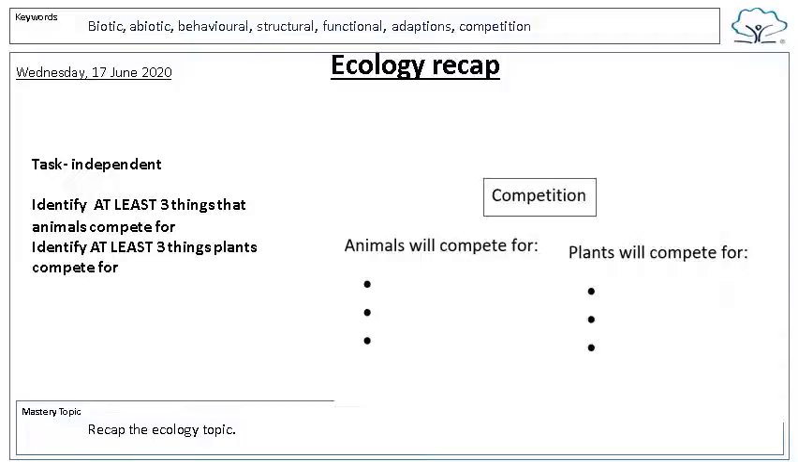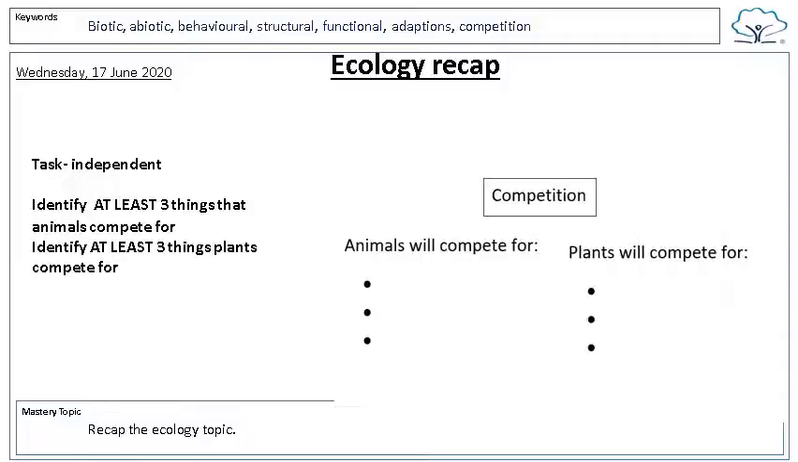I'll give one example for plants, and I'll say plants compete for water. You need to think of at least 2 more things which both animals and then separately plants compete for, please. I should have mentioned that you should have paused the video there, so if you haven't, please pause it now and then carry on, because I'm going to go through the answers.